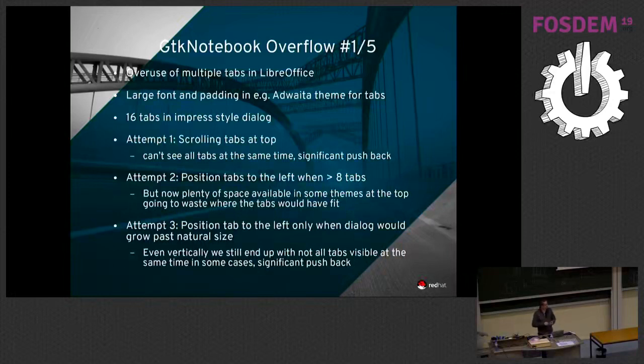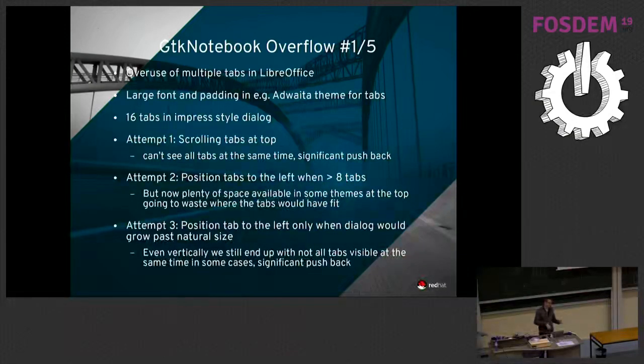On our side, we have a load of tabs and dialogues. We have up to 16 tabs in the Impress style dialogue, so no matter what, there's a lot of tabs in that. So first thing I tried was just the built-in stuff in the GTK notebook. First, just say that we put scrolling tabs at the top, so when the tabs don't fit in the notebook, you get these two scrolling things on each side.